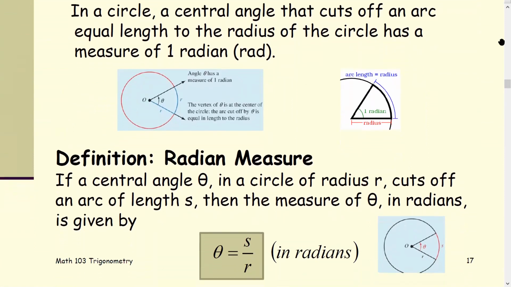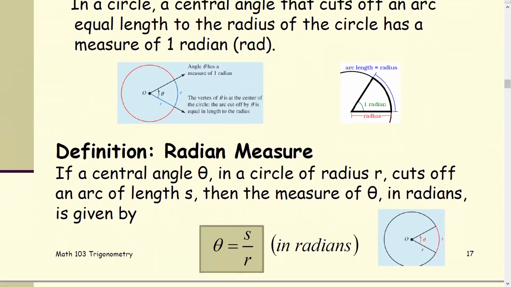Definition. The radian measure. If a central angle theta in a circle of radius r cuts off an arc of length s, then the measure of theta in radians is given by theta equals s over r. And this formula can be rewritten as s equals r multiplied by theta.